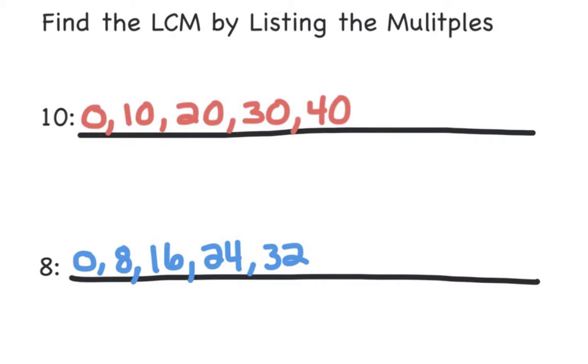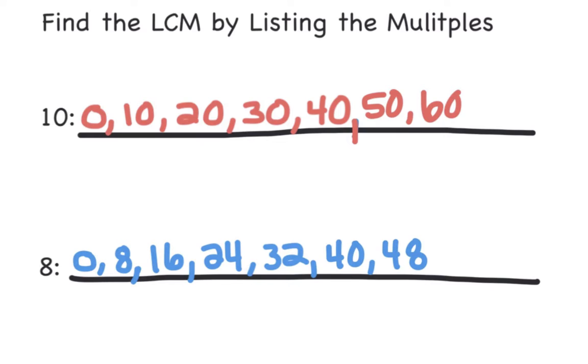So as you can see from our list, we don't have a common multiple yet. Let's keep going. Let's list maybe 2 more multiples of 10 here. So we have, oopsies, 10 times 5 is 50. 10 times 6 is 60. Let's go ahead and list a few more multiples of 8. 8 times 5 is 40. 8 times 6 is 48.